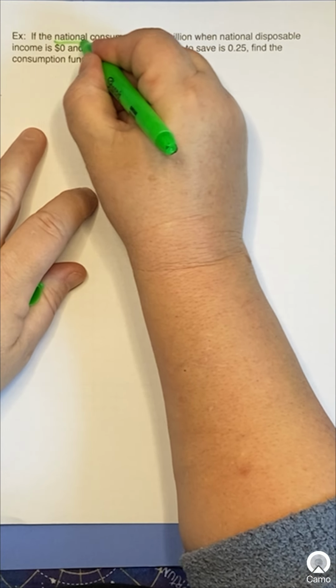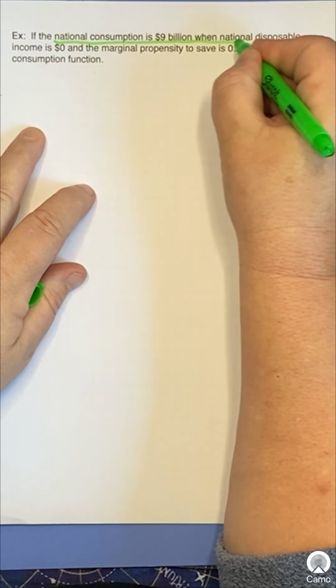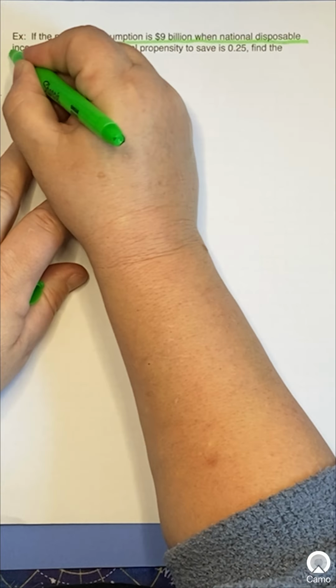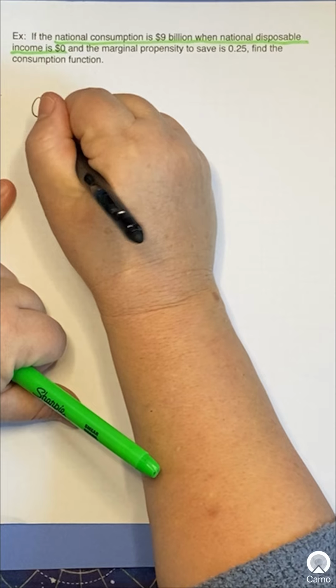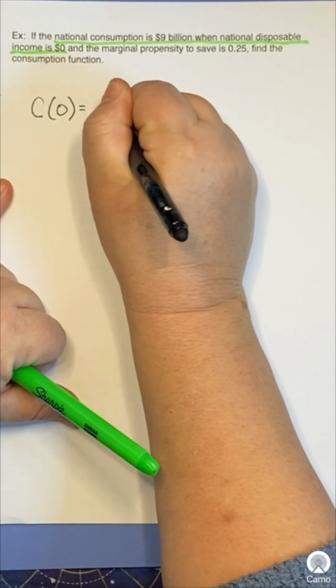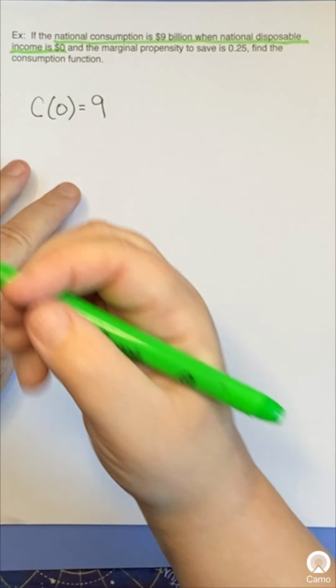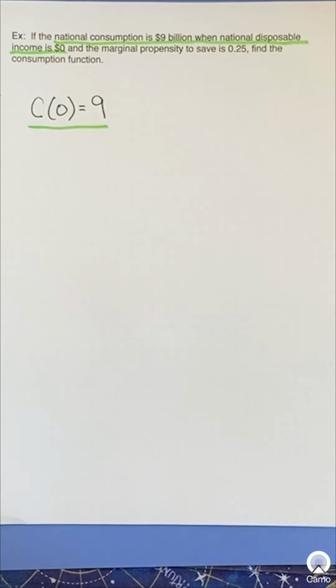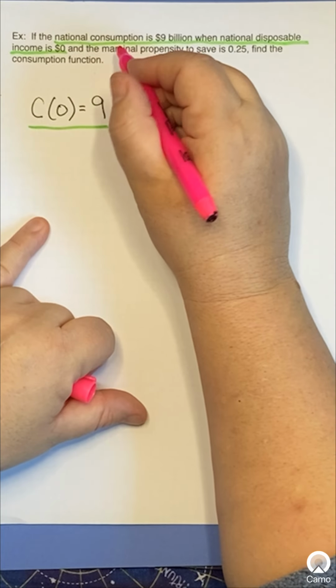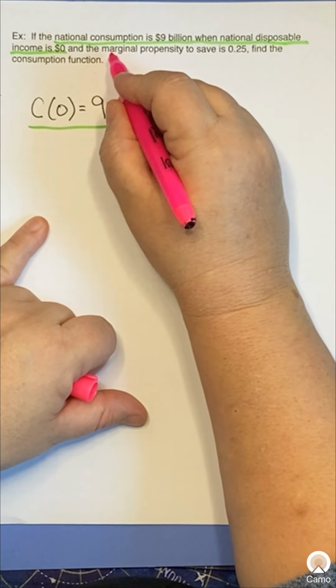The national consumption is 9 billion when national disposable income is 0. What does that mean? You're right. C of 0 equals 9. That whole sentence, or that whole phrase or clause, I wish I had a linguist to help me with that. But C of 0 is 9. Woohoo! Okay, now things are getting interesting.